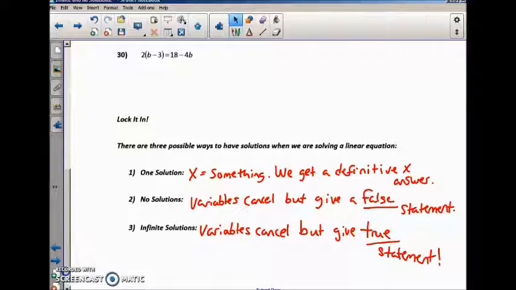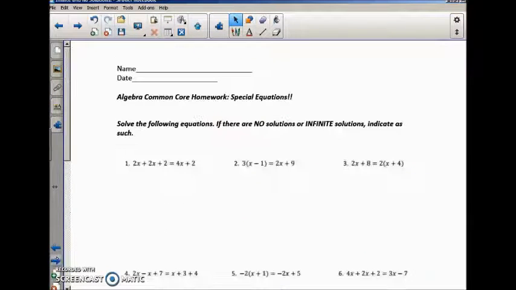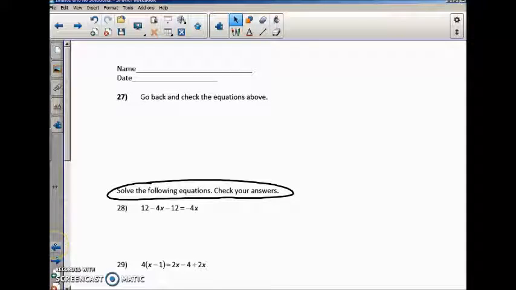When you come in tomorrow, we're going to be solving a lot of linear equations and testing ourselves out with that on this particular worksheet. So you'll see that tomorrow.